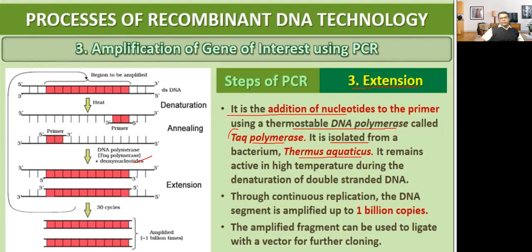Sometimes a question is there: what is Taq polymerase? This is the enzyme used in the extension step of PCR, isolated from Thermus aquaticus, a bacterium. It remains active at high temperature during the denaturation of double-stranded DNA. Through continuous replication, the DNA segment is amplified up to 1 billion copies. Ultimately, the amplified fragments can be ligated with a vector for further cloning.